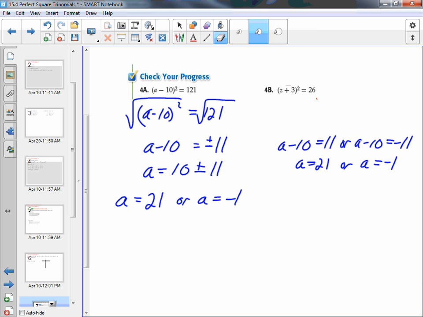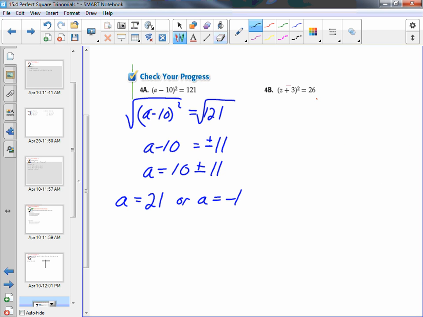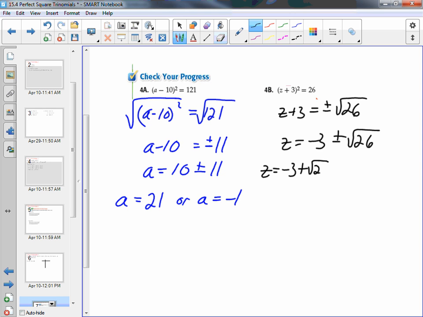Which means that if we look at 4b here, take the square root of both sides, I still get z plus 3 on the left, but on the right, instead of just the square root of 26, what do I get? Plus or minus the square root of 26. So z equals negative 3 plus or minus the square root of 26, which means z equals negative 3 plus the square root of 26, or z equals negative 3 minus the square root of 26. And unless you're compelled to turn those into decimal answers, leave it like that. Okay? You'll get lots of answers that look like that next year.